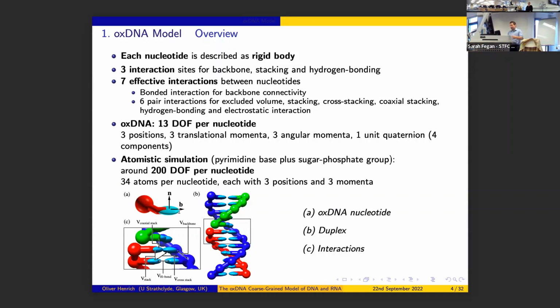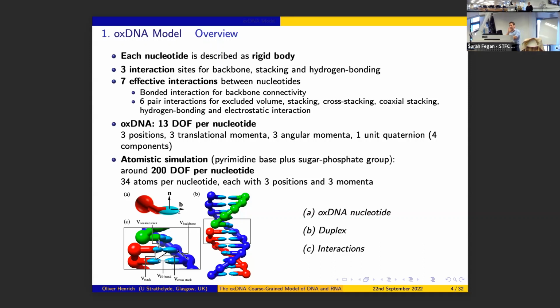These are fixed on a rigid body. And then you've got 7 interactions between these rigid bodies, with distances taken with respect to these interaction sites. One bonded interaction for the backbone connectivity, and then 6 pair interactions. And this is really the key difference: they are pair interactions, so they involve only 2 bodies and not more than 2.